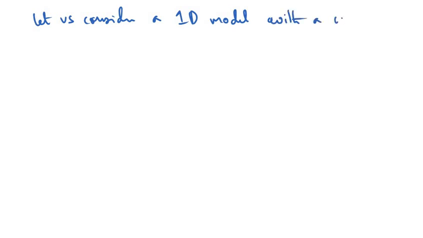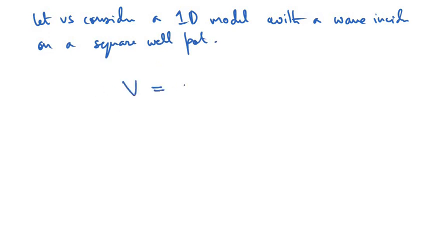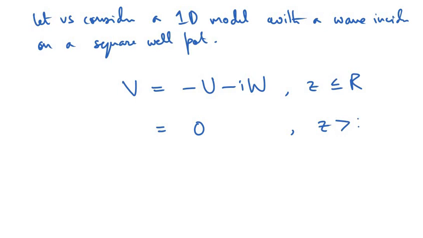So let us consider a one-dimensional model with a wave incident on a square well potential. So what is this potential? What does this look like? So the potential looks like this. See the imaginary part. This is for z less than or equal to capital R, and this is equal to 0 for z greater than R.